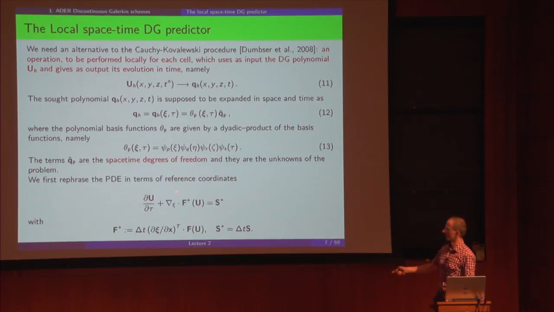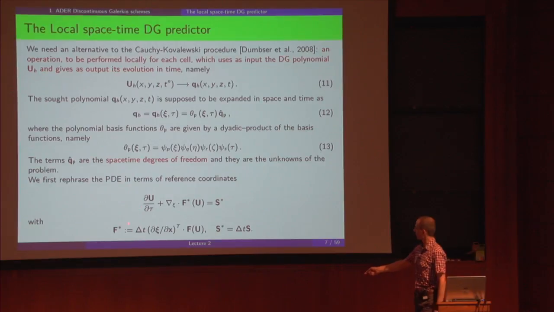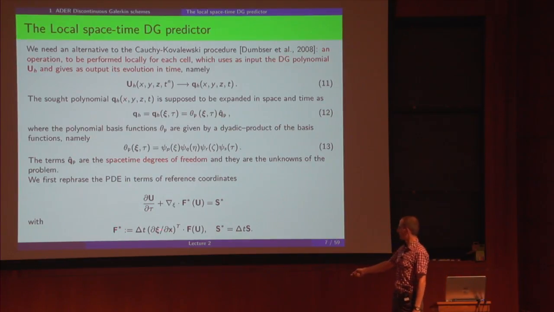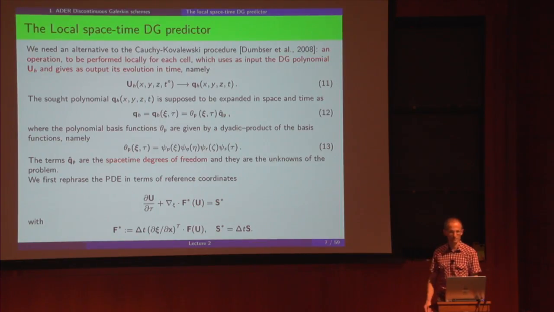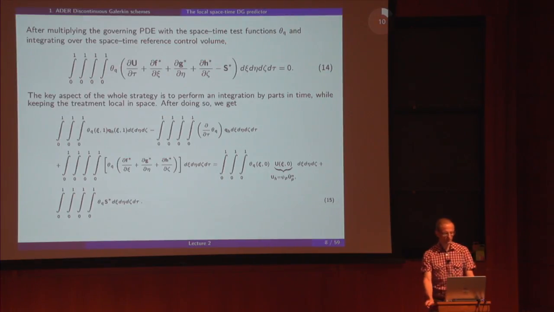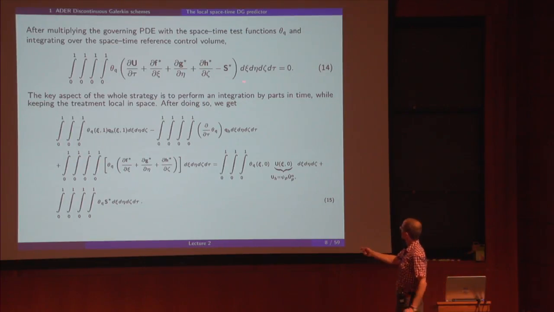Now we rephrase this PDE in terms of the reference coordinates, which is necessary, it's a standard way. So here you see I introduced this F star, which drags in the Jacobian of the transformation between reference and physical coordinates. All right, notice that I have also the sources on the right-hand side because we want to solve complex systems. And then I multiply the governing PDE by the test function, as usual in the Galerkin formulation, right? So I multiply this, everything is on the left-hand side, you have seen here. I have highlighted the three directions because I want to show you the complexity of the strategy. And then I integrate over the space-time control volume, so in space and in time. So there are three integrals for space from 0 to 1, and then there is one integral for time.